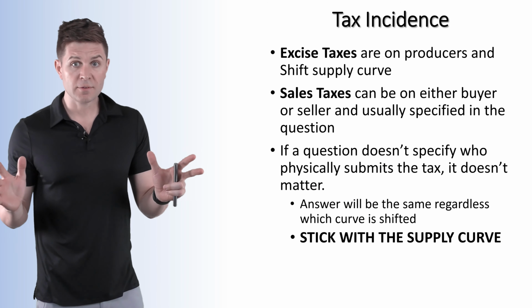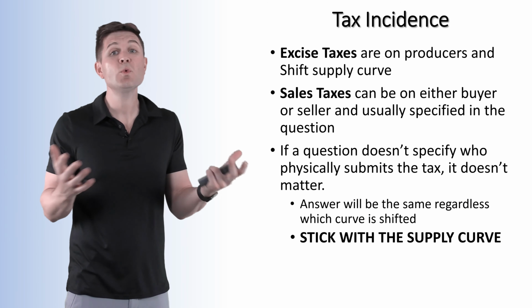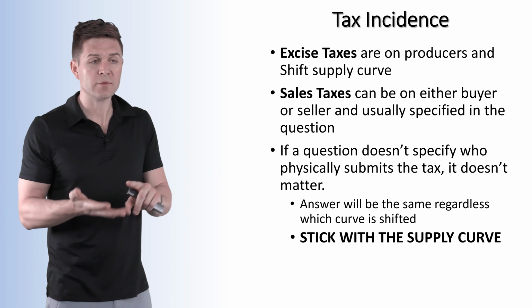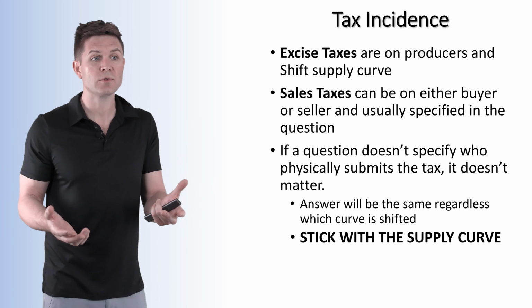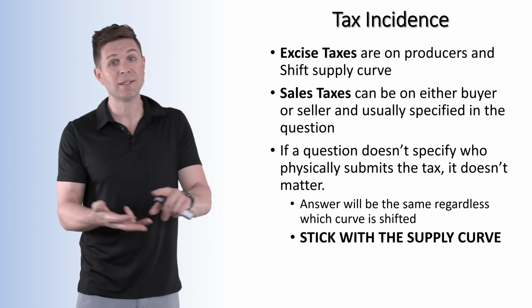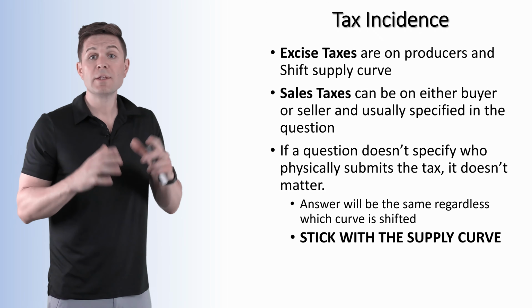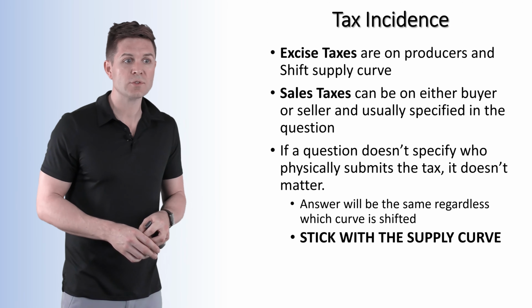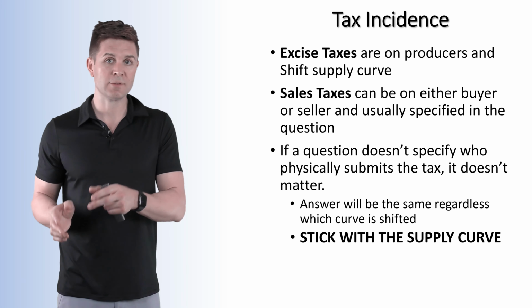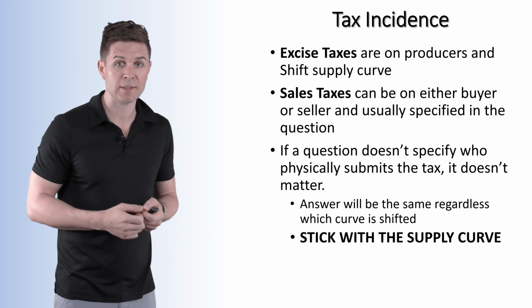All right. Now, tax incidence is basically explaining who is going to pay the tax. There are different types of taxes that you might come across. An excise tax, that's on producers, and it shifts the supply curve. Sales taxes can be on the buyer, they can be on the seller, and they'll usually specify it in the question, but honestly, it really doesn't matter who's paying the tax, who is physically submitting the tax.